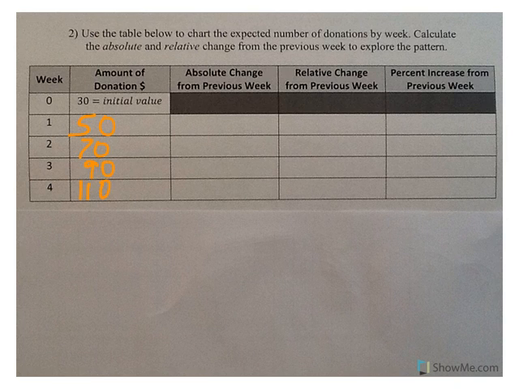Then they get 50, then 70, then 90, then 110, right? 20 each week. Well, let's find the absolute, relative, and percent increase. It's an increase because it's going up. So remember, absolute change is new minus old. Relative change, new minus old divided by old. Percent increase, just change the decimal to a percent by multiplying by 100%. Okay, so let's do one together, and then I'm going to ask you to hit pause and try the rest on your own.